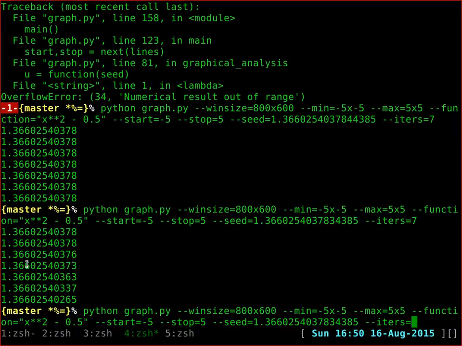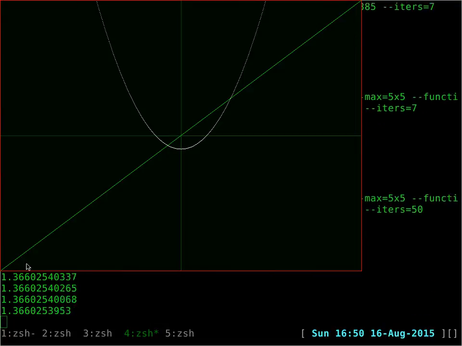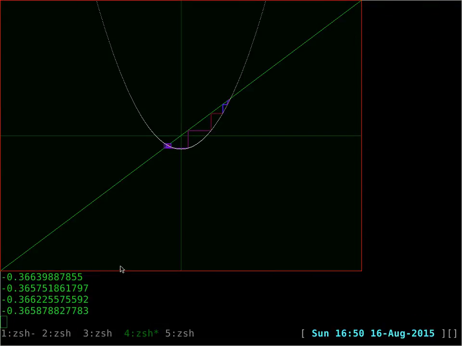It seems to be reducing. Let's make it increase the number of iterations. See what happens. Yep, it's gone. It's come down from there. It's gone like this, it's gone like this, it's gone like this, and it's come here.